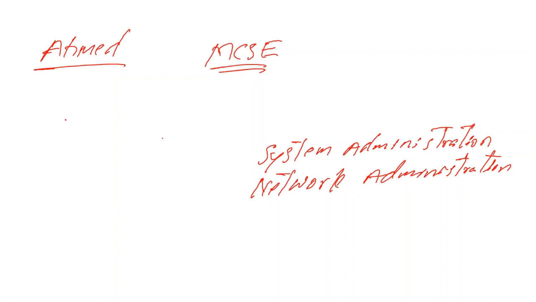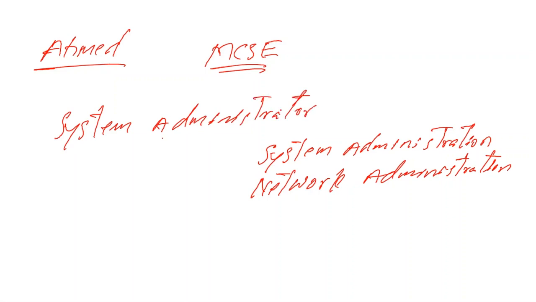The MCSE course is for what? System administrator, you can say. So after completing this MCSE course, what is your designation? System administrator. So if you're preparing your CV, right, if you're joining any company and applying for a job, you have to apply for system administrator, Windows system. Now, what is the job of a system administrator?